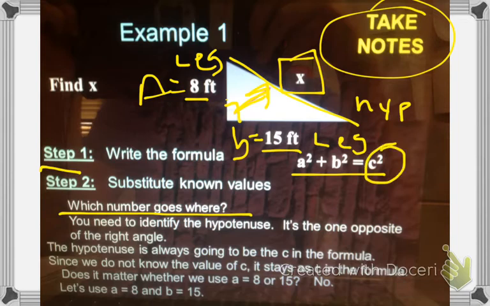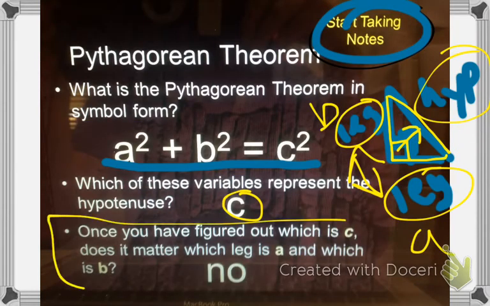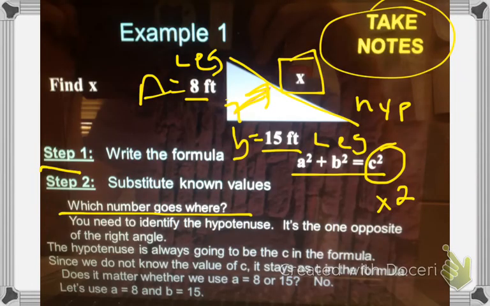So we could plug in x, or you could keep it C. It's going to be x squared if you want to plug in x, since we do not know the value of C, it says C in the formula. Does it matter whether we use A equals 8 or 15? No. Once we figure out C, does it matter which leg is A and which is B? No. So I labeled it A is the 8 and B is the 15.